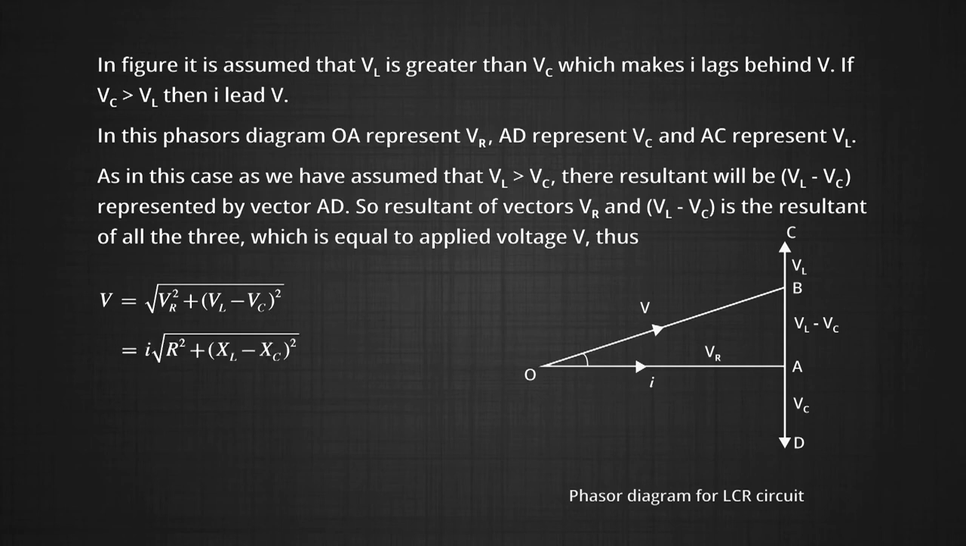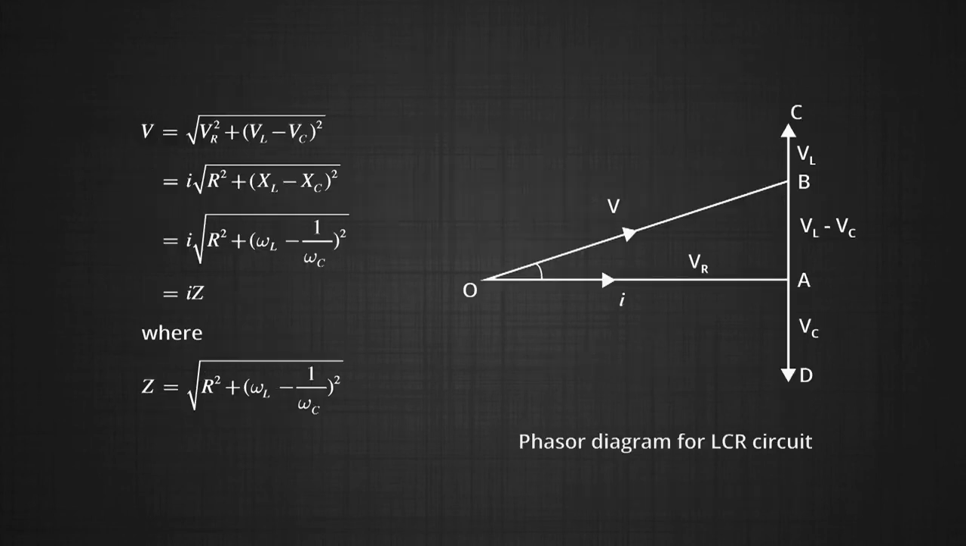which is equal to I under root R square plus (XL minus XC) whole square, that is equal to I under root R square plus (omega L minus 1 upon omega C) whole square, where Z is equal to under root R square plus (omega L minus 1 upon omega C) whole square. Here Z is again the same as the impedance of the circuit.